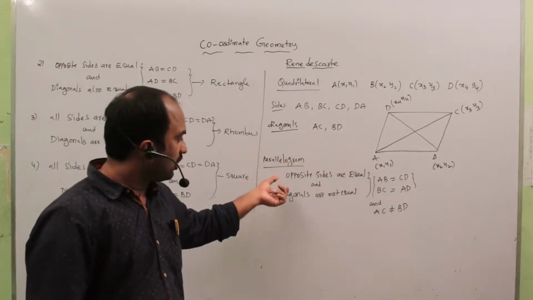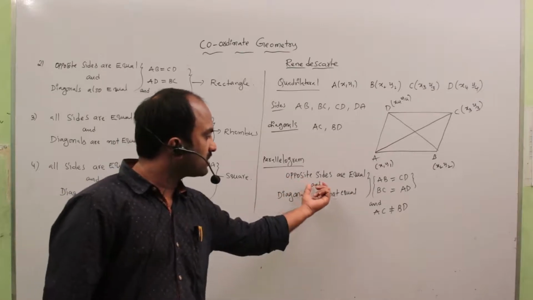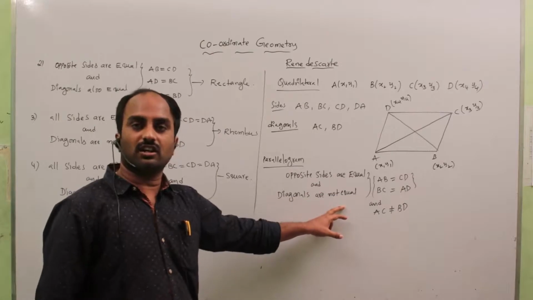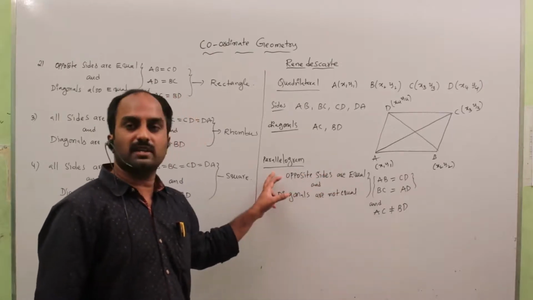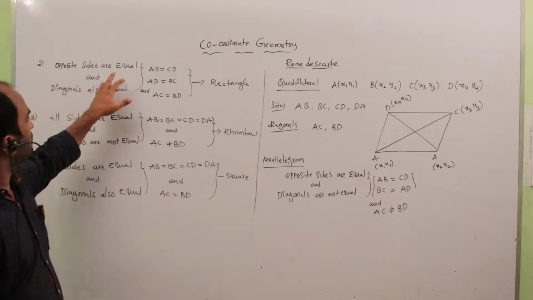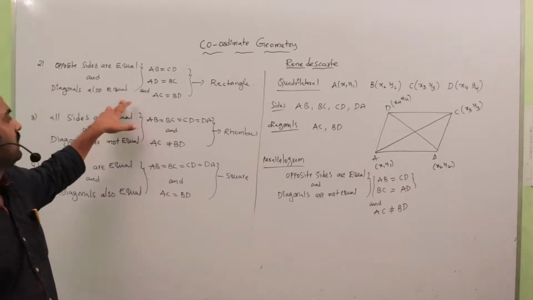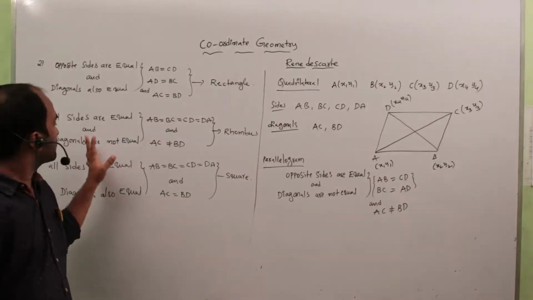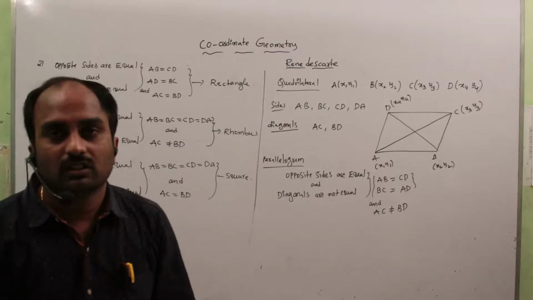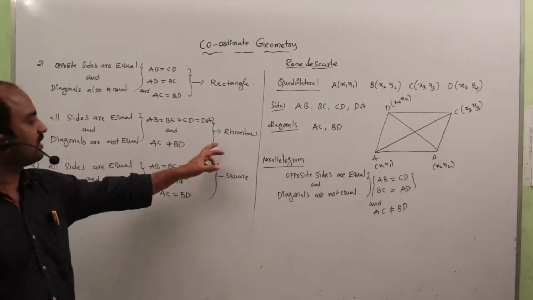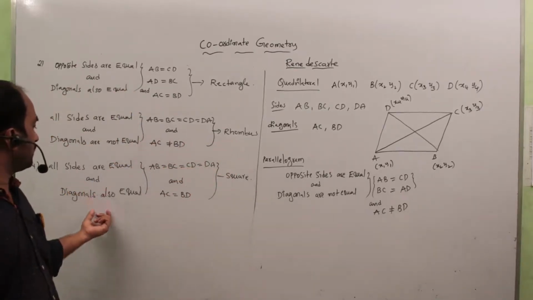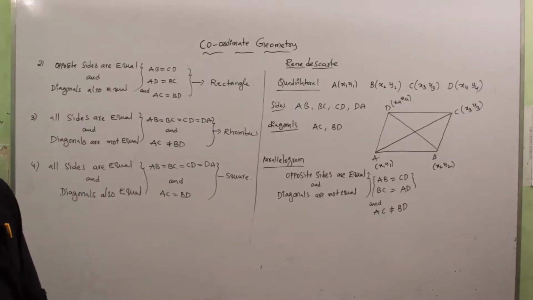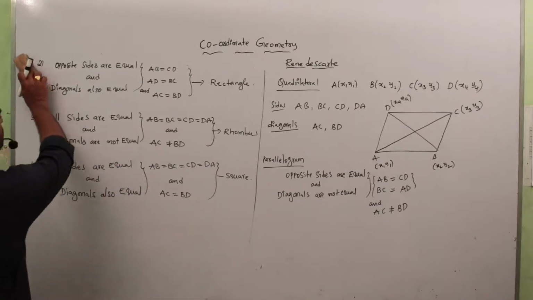Then we get cases. One is the opposite sides, second one is all sides. Opposite sides are equal and diagonals are not equal: the quadrilateral is a parallelogram. Opposite sides are equal and diagonals are also equal: a rectangle. All sides are equal and diagonals are not equal: a rhombus. All sides are equal and diagonals are also equal: a square. This is the one concept.